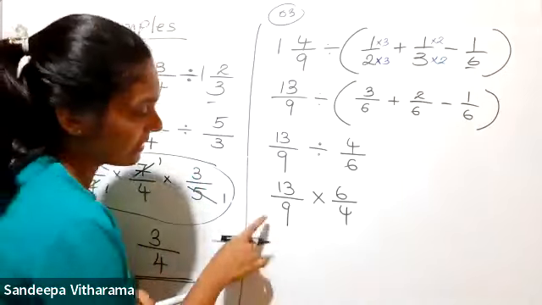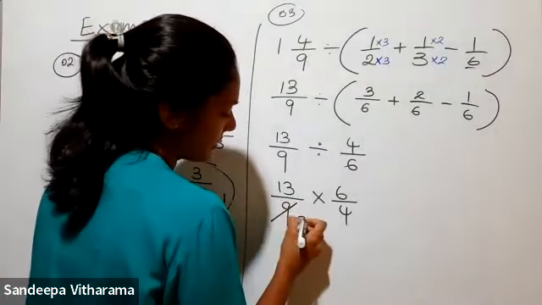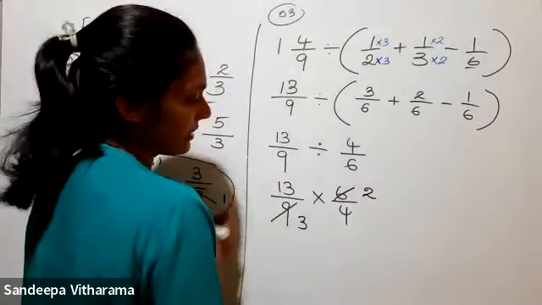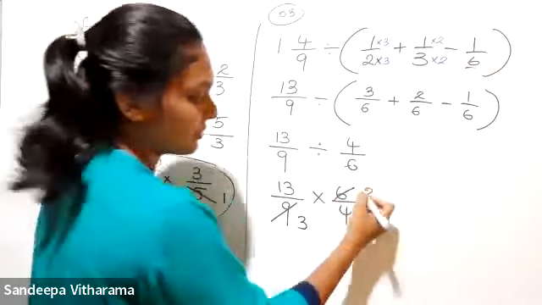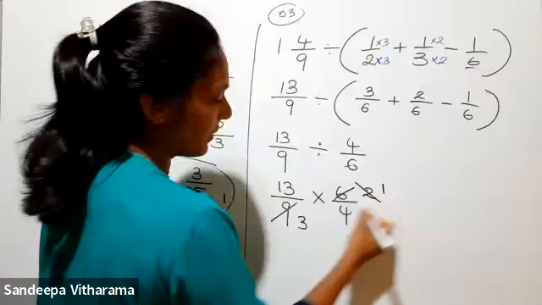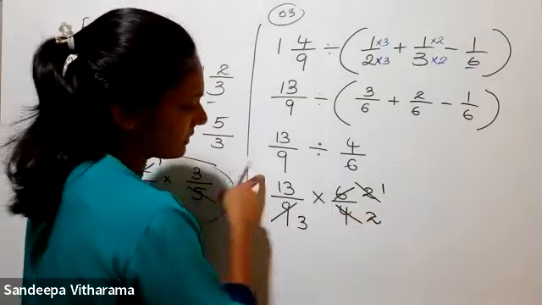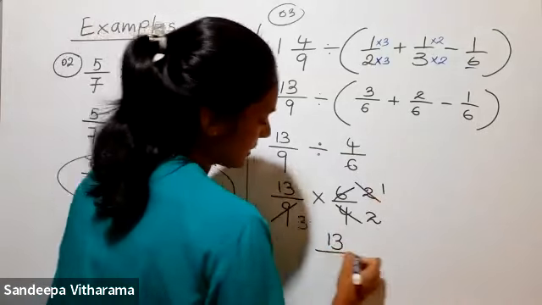You can see that 9 and 6 can be divided by 3. 9 divided by 3 is 3, and 6 divided by 3 is 2. Then look at here. We can divide this one. 2 can be divided by 2, it is 1. 4 can be divided by 2, it is 2. And now 13 into 1, it is 13. 3 into 2, it is 6.